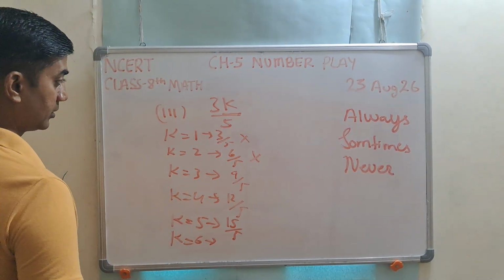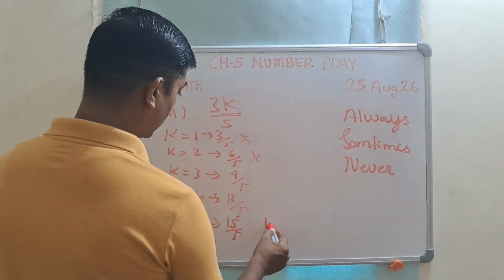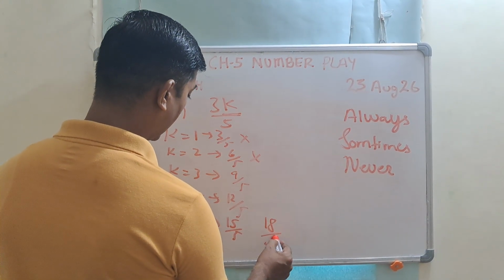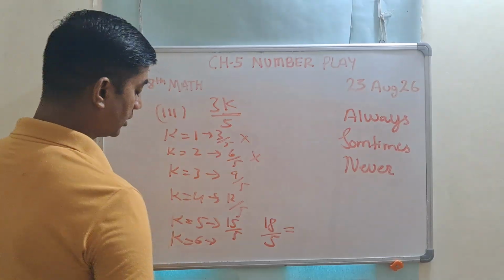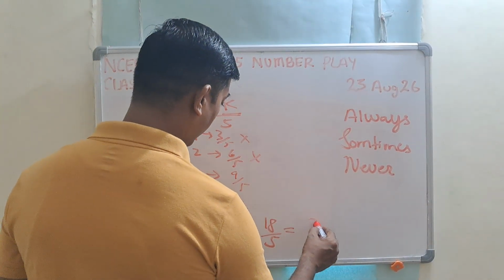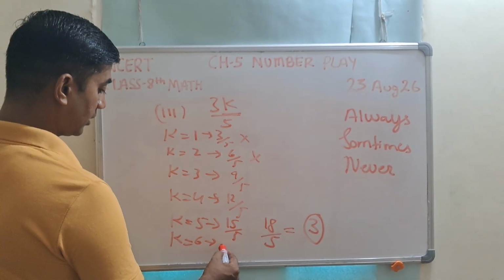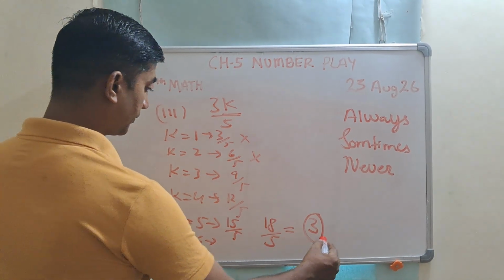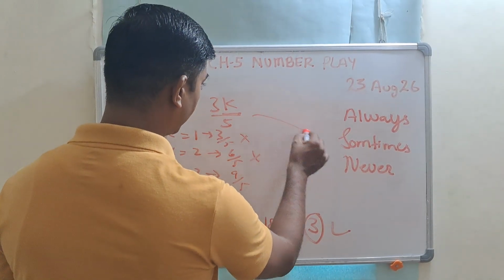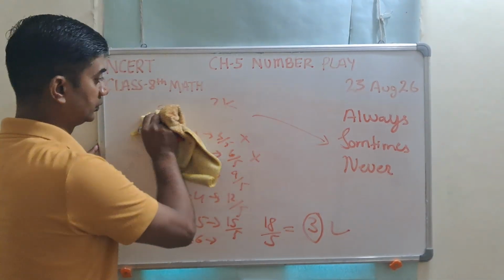What is k equal to 6? Now see, k equal to 6 is 18 upon 5. And what is this result? When you get this, you will get the remainder 3. Means here k equal to 6 is right. So this is also the case of sometimes.